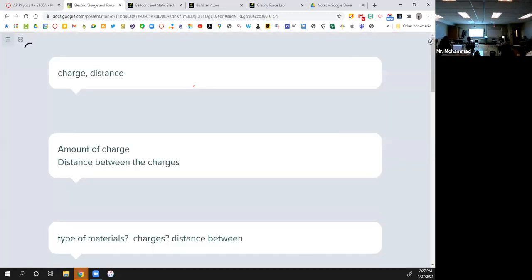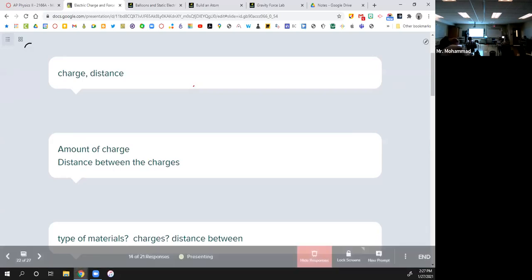Because really you guys hit on it, and the biggest ones are charge and distance. And someone had said the square of the distance before, that is really good too. But the amount of charge and the distance between them. In terms of the charge, I kind of think there's two different factors built in there. One is the sign of the charge and one is the amount. And that's why I was thinking, oh, it could be two, it could be three.